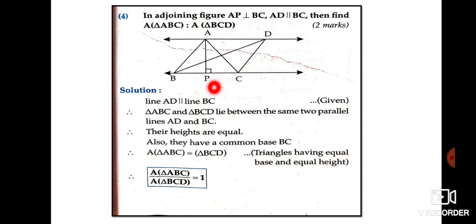Now if you carefully observe these two triangles, ABC and BCD, they lie between the two parallel lines. Therefore, they have a common height. Also, these two triangles have a common base. So, what can you say about triangles ABC and BCD? These two triangles have a common base and a common height.